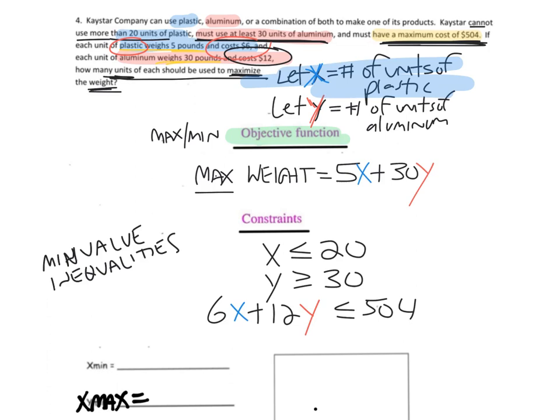So what I'm going to need to do is add in X is greater than or equal to 0, because that tells me the minimum value, the lowest possible value of X is 0. They can make 0 units of plastic, but the number of units of plastic can't be negative. Now look at the Y. Here you have Y is bigger than or equal to 30.